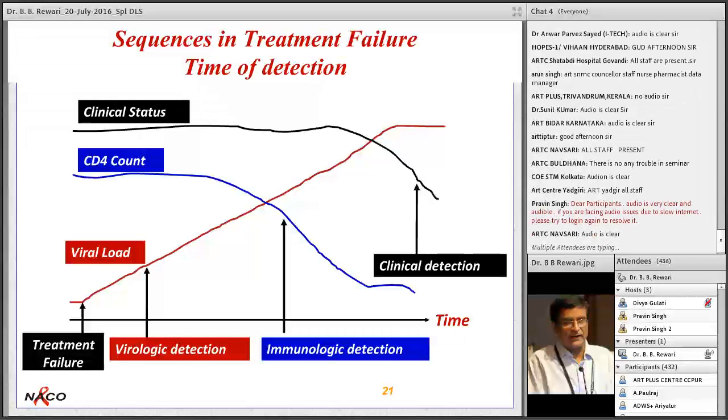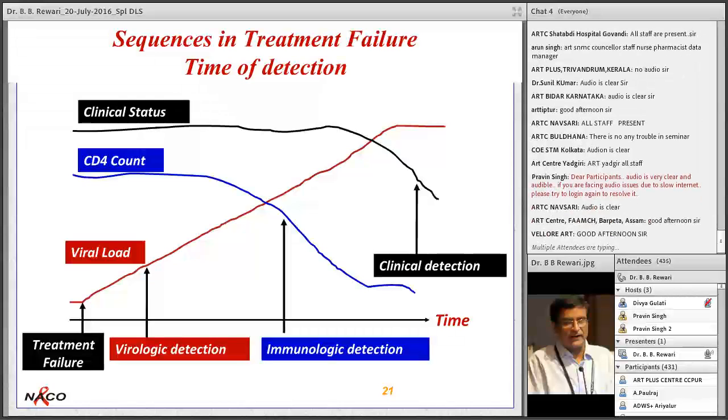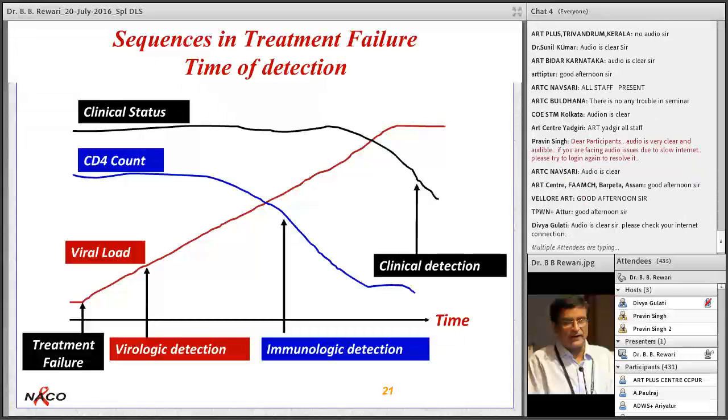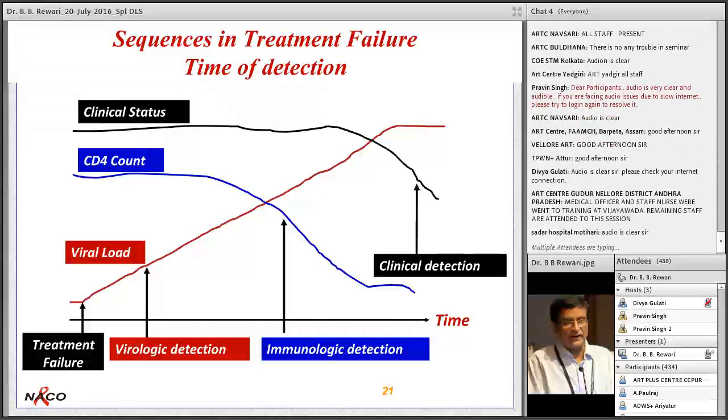So when a person is failing treatment, we should catch them when they have just started failing, for the second line regimen to be effective. But we are not doing routine viral load as of now, so it becomes very crucial that we do our CD4 count regularly. It is very crucial that CD4 six-monthly is done, and not only done, it is recorded, and not only recorded, it is looked into.